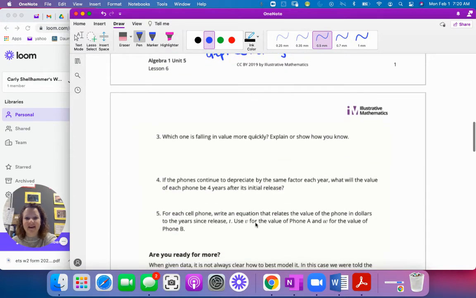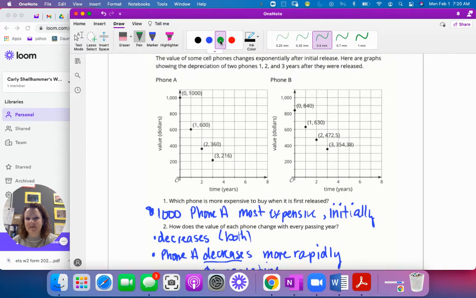Now I'm going to wish I had that graph. Which one is falling in value more quickly? Explain or show how you know. I guess I already said it, but I didn't explain why. Here, looks like we're losing $400, and then we're losing $240. 600, that'd be 400. Yep. And then here we're losing 220, 320, 340, 144. 840 minus 630. So we lost $210. 472.5. This is showing us that it's an exponential function too, because our differences aren't equal. And remember, I've said the differences are the subtraction and addition. This is definitely changing by a factor, which is multiplication.